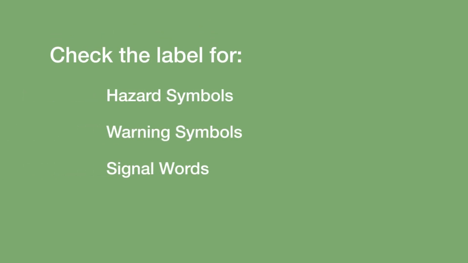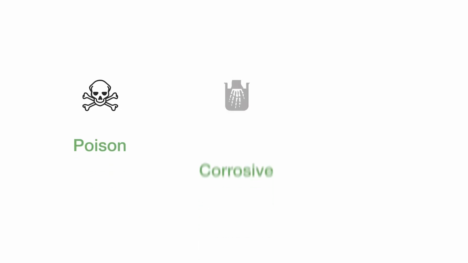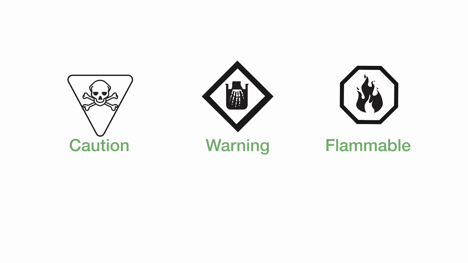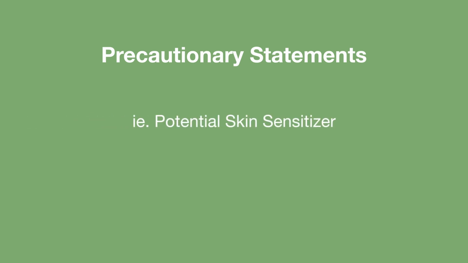Before you use a product, check the label for hazard symbols, warning symbols, signal words, and precautionary statements. Examples of hazard symbols you might find on a label include poison, corrosive, and flammable. If a hazard symbol is surrounded by a triangle, it's a caution. A diamond, it's a warning. And a stop sign is a danger. The more sides to a shape, the more serious the hazard. Precautionary statements like potential skin sensitizer are also found on the front panel of the product label.